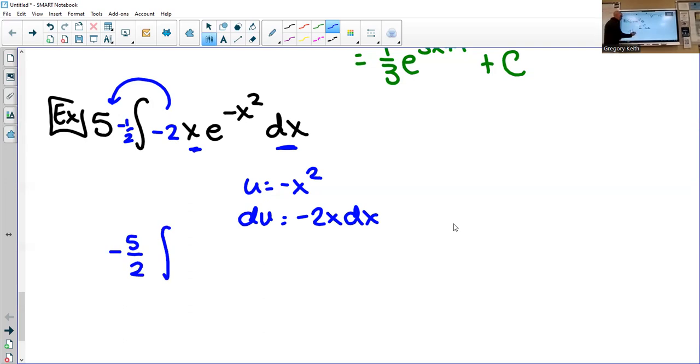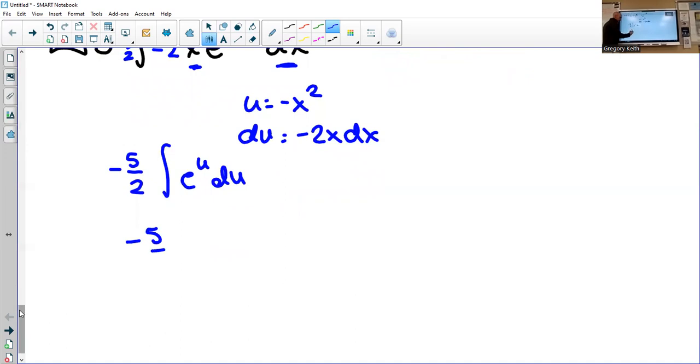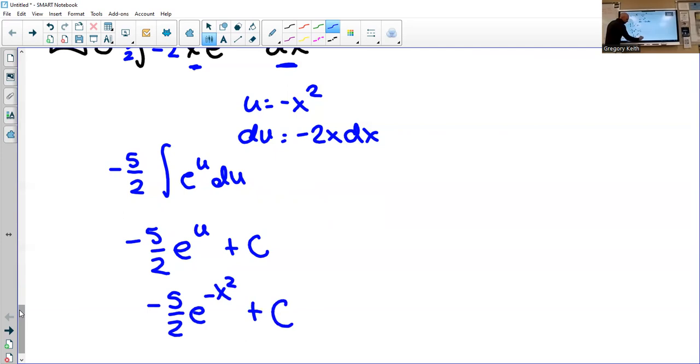Now I have everything for e to the u du, which we know is just going to be e to the u plus c. So -5/2 e to the u, which is -x squared, plus c. All right, so kind of your standard u substitution that we've seen. Sometimes we have to take out that constant to make life a little bit easier for us, but really nothing that we haven't seen already this year.